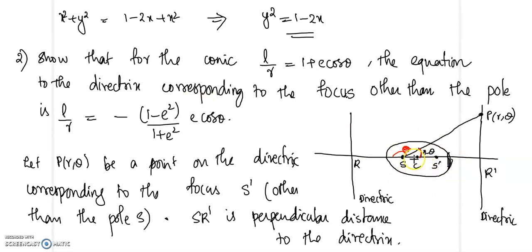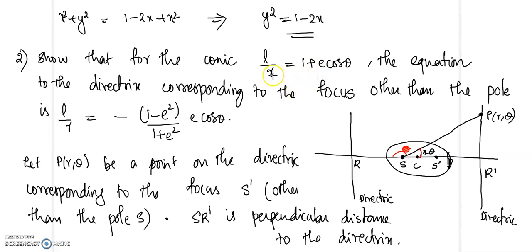So in this diagram you are given a conic which is centered at C. Now one of the foci is S dash, other than S. S and S dash are the foci, and S is our pole. Now we need to find the equation of the directrix corresponding to the focus S dash. So let us look at how to obtain the equation.